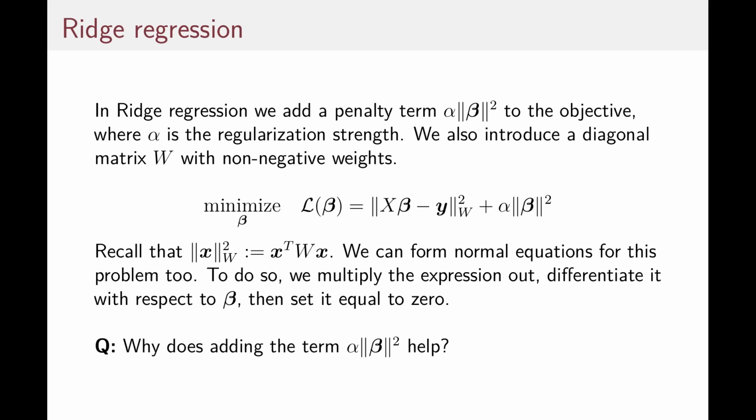The second thing we do is we add this penalty term, alpha times the squared norm of beta, and for alpha greater than 0, this will pull the beta coefficients down towards 0, effectively regularizing the solution towards 0. So a good question then is, why does adding this regularization term help? That's the question here. I'll give you a few seconds to think about it.